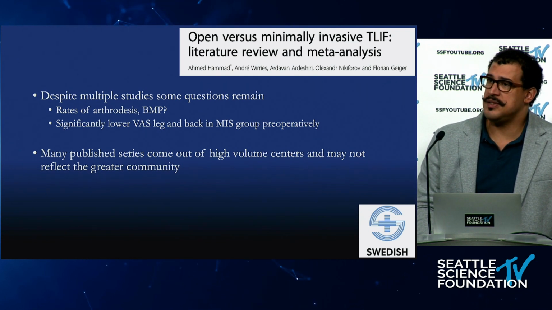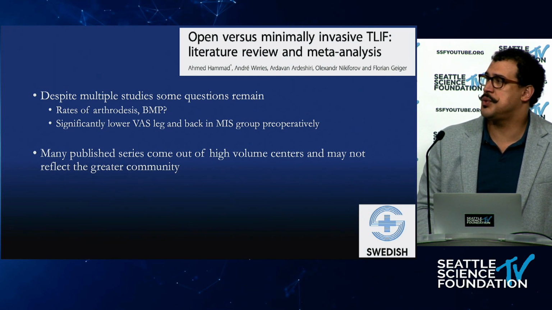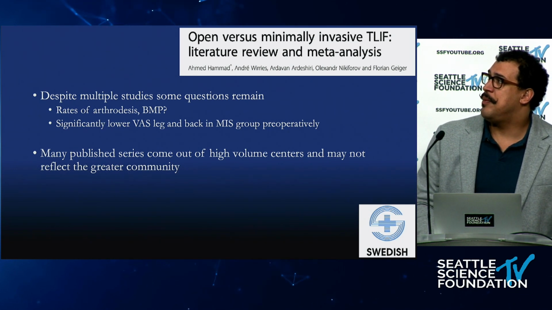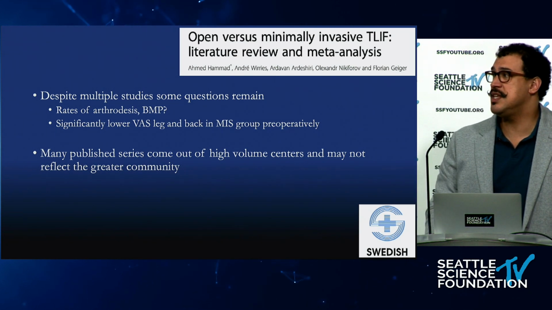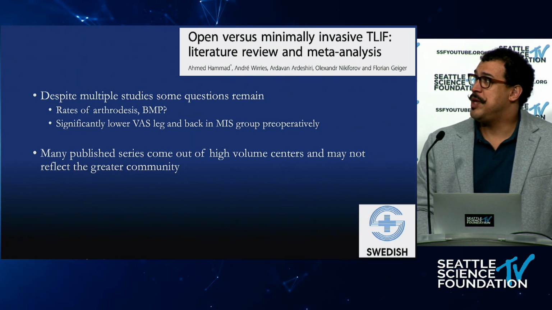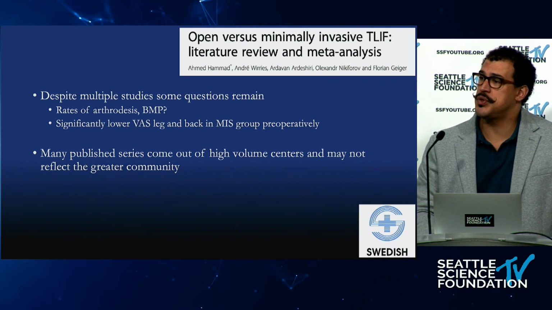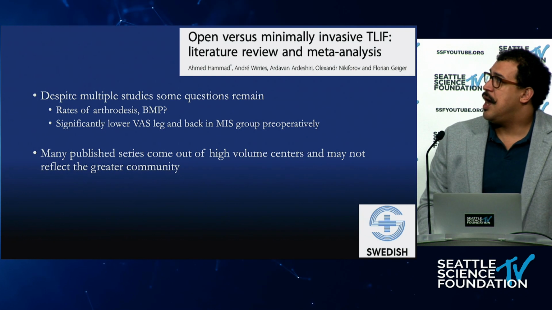So some of the things to consider if you're looking at these studies, and some of them are very strong towards MIS data: are we really looking at the rates of arthrodesis? Have we followed them far enough to see non-union? Are people using BMP or not? There's a lot of variability in how people treat MIS surgery.